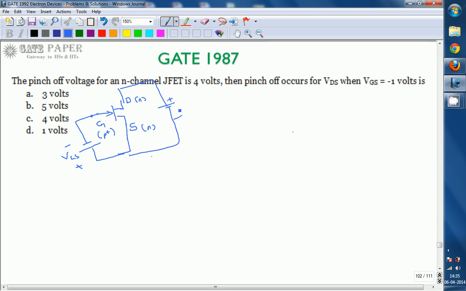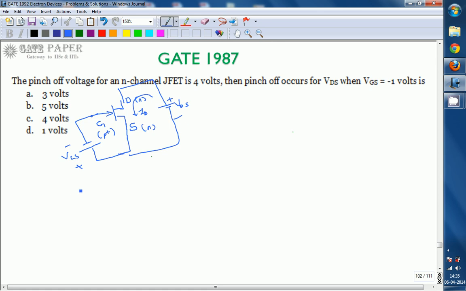Next, now if you apply a drain to source voltage like this, VDS, current flows from positive to negative, so a drain current flows in this way, ID. So now we will draw the output characteristics. From that we will say what is meant by pinch-off and when it occurs.